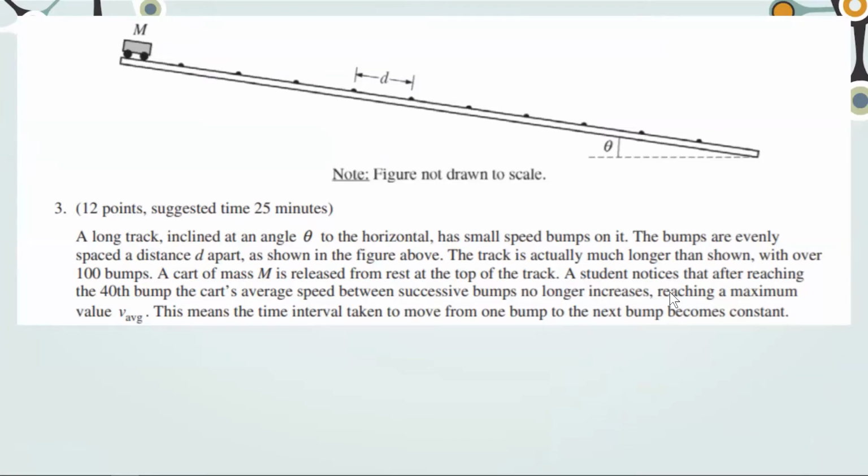The student notices that after reaching the 40th bump, the cart's average speed between successive bumps no longer increases, reaching a maximum value v average. This means the time interval taken to move from one bump to the next bump becomes constant.